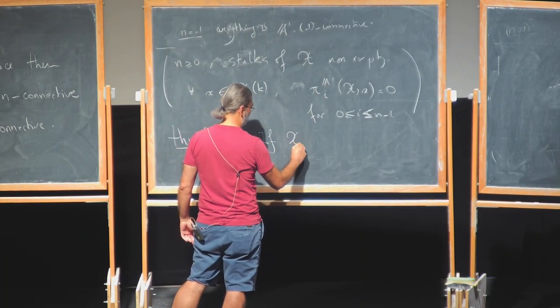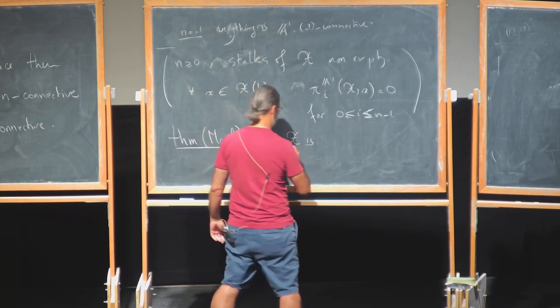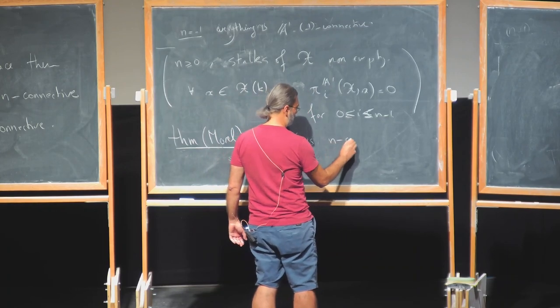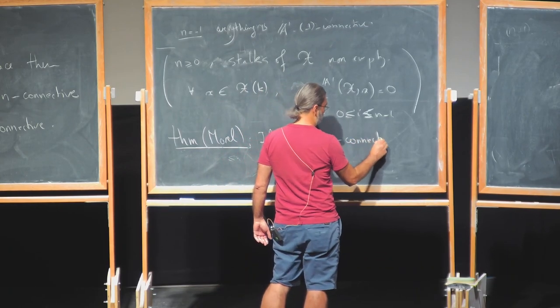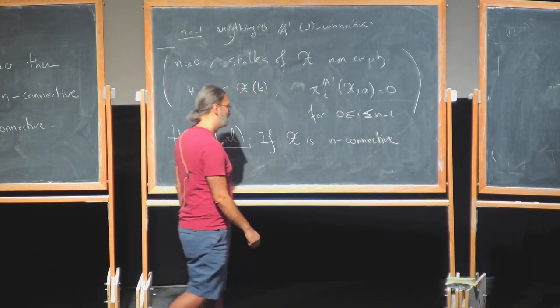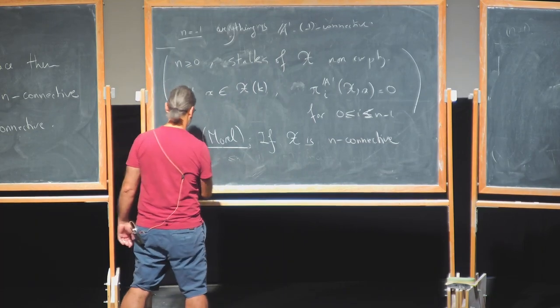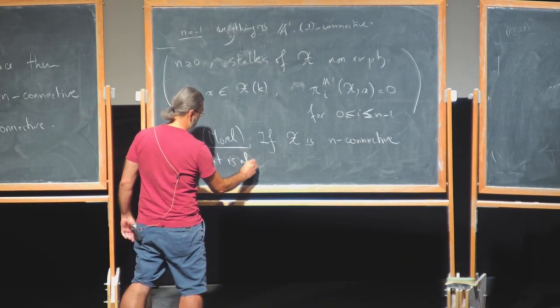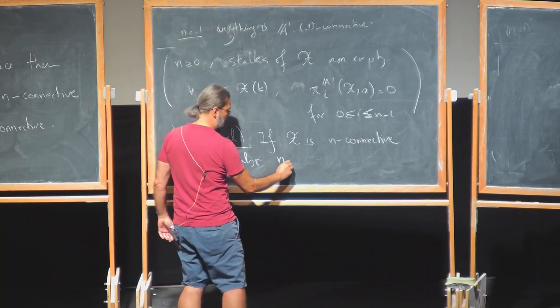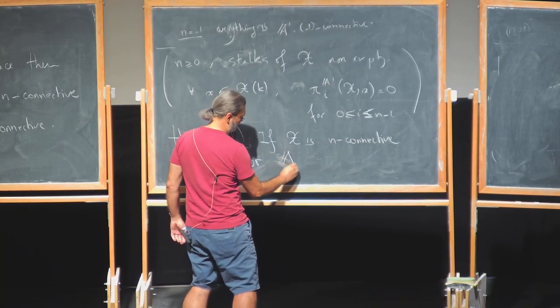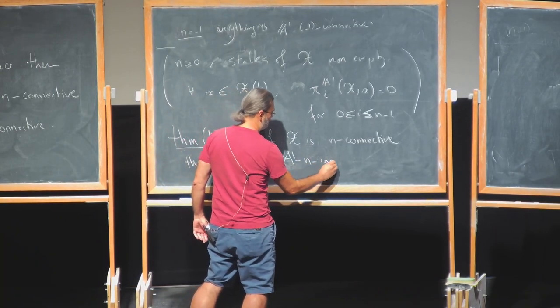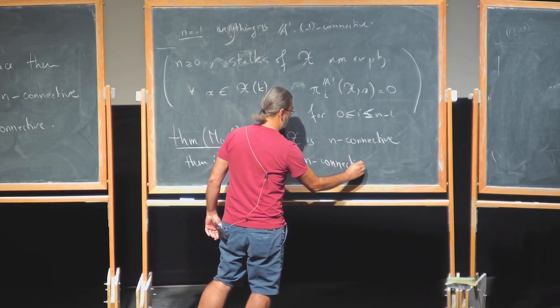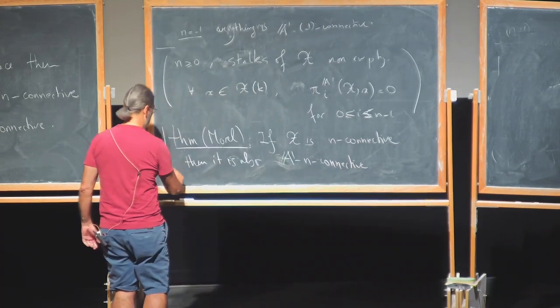If X is n-connective, so we start with a k-space which is n-connective, then it is also A1 n-connective. This is the A1 connectivity theorem.